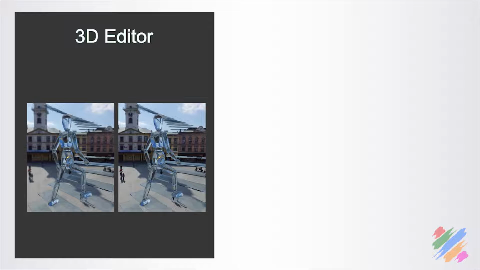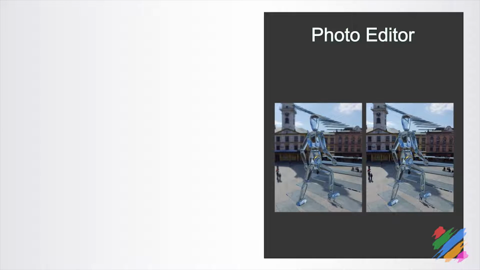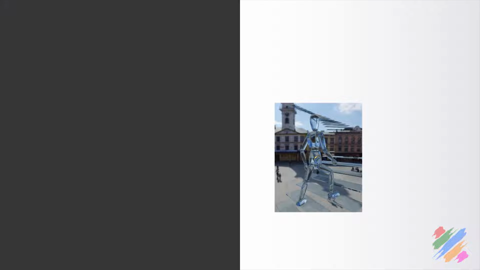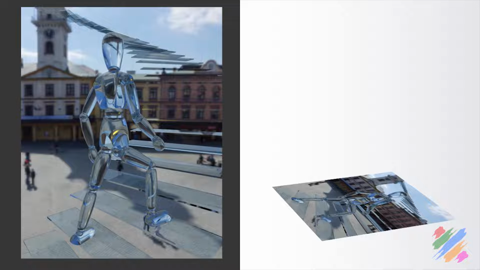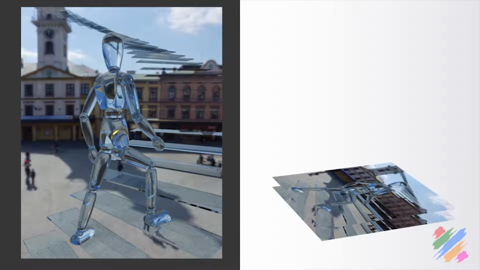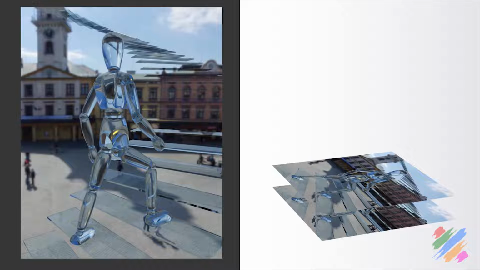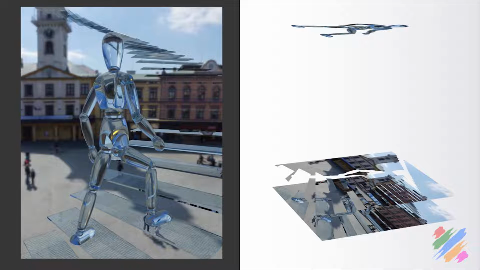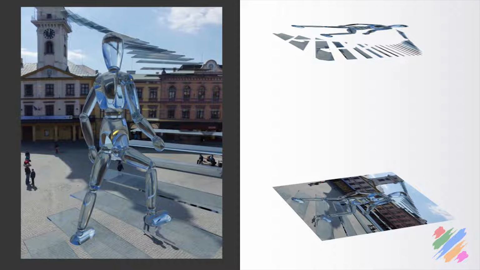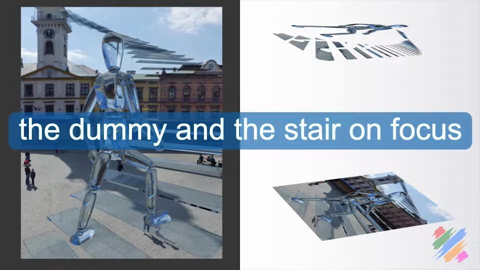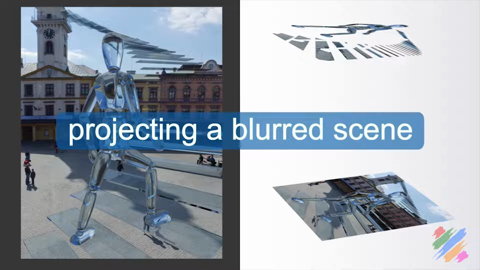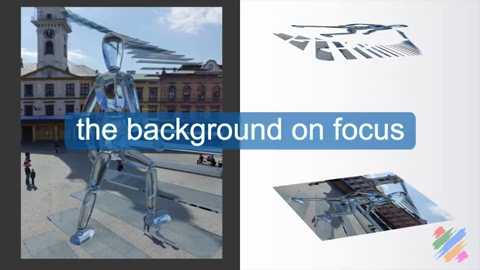At this point, we're going to leave the 3D editor to work with the photo editor, where in a single document, we're going to open both our renders, and we're going to set the one with the blurry background on top. Then, we're going to cut the dummy off this layer and paste it on a new one. And we're going to do the same thing with the stairs. Once we cancel the rest of the scene, which is the blurry background that we don't want, we get in this situation with the dummy and the stairs on focus projecting a blurred scene and the background on focus.